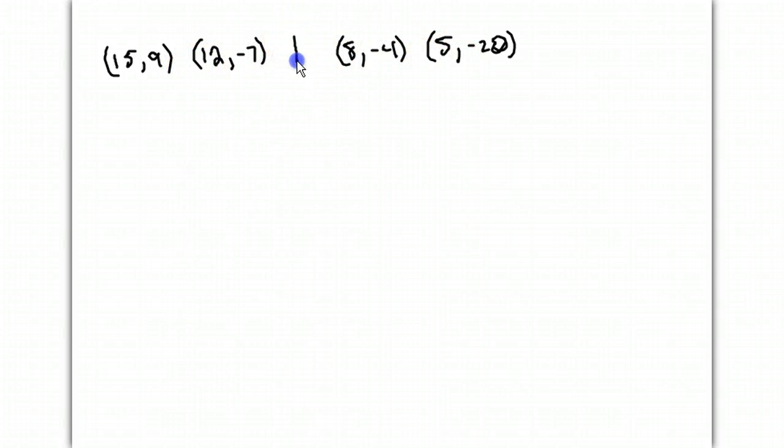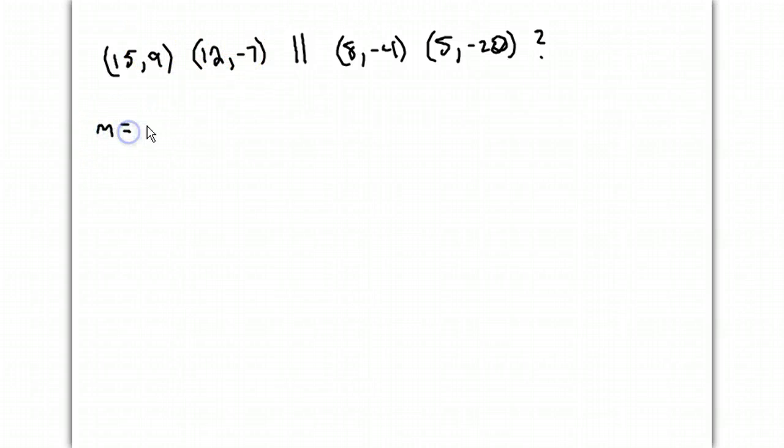So a parallel symbol would be a double bar. So is this line going through these 2 points parallel to this line that's going through these 2 points? That's the question. So what you would need to do is find the slope of these 2 points and the slope of these 2 points and see if they are the same, because by definition of parallel, the slopes have to be equal. So remember, this is your x1, y1. This is your x2, y2.